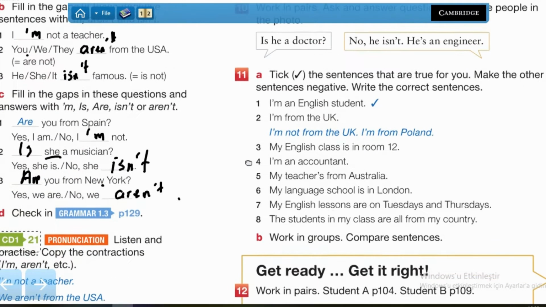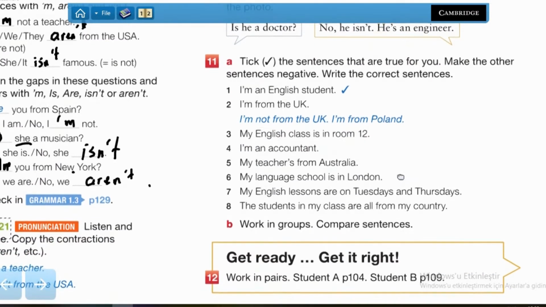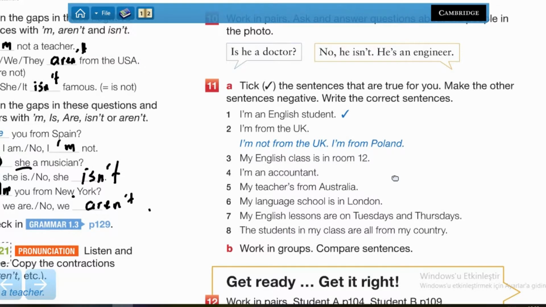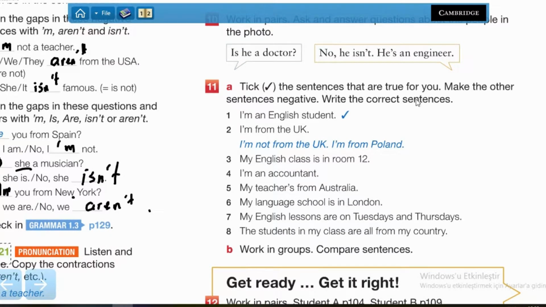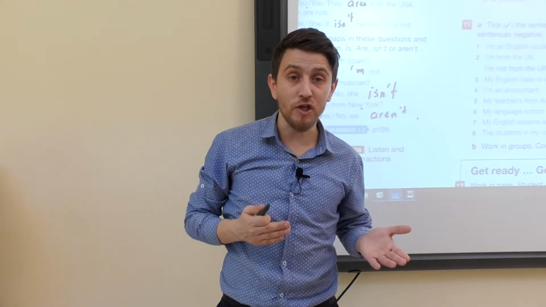Now, for the last thing, with to be forms and negative forms, you tick the sentences that are true for you. So you need to do it for yourself and make the other sentences negative. Look at the first one. I'm an English student. So is it true for me? Not really. I am not an English student. I am an English teacher.